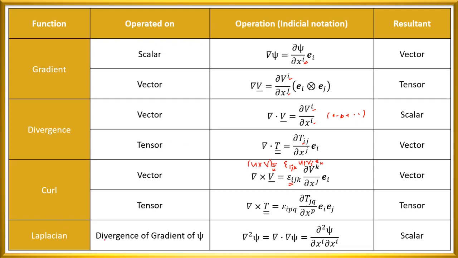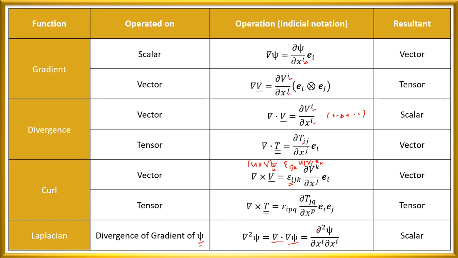Therefore, Laplacian is divergence of gradient of any scalar. Therefore, we know that a scalar acted upon by a gradient will produce a vector, and a vector operated with a divergence will produce a scalar. Therefore, the Laplacian of any scalar quantity will be a scalar. So, this is the divergence of gradient of psi.